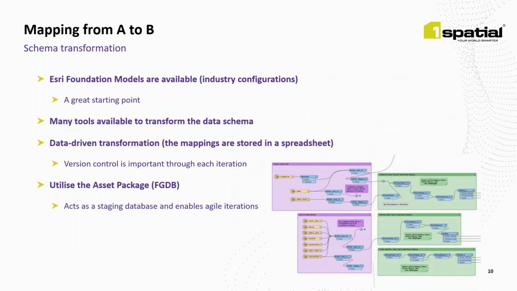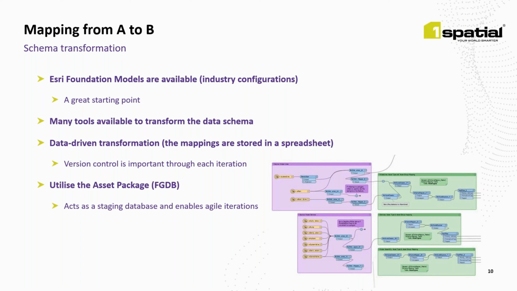So that moves us on to thinking about how we actually go ahead and transform our schema from its existing model into our new utility network model. So moving it from A to B. Well, there is some help out there, thankfully, for this.